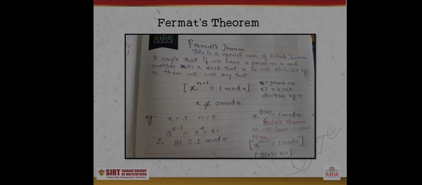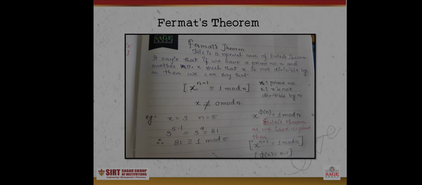Okay, next comes the Fermat's theorem. Fermat's theorem is a special case of Euler's theorem. What it says here, it has added two more conditions, that is, if we have two numbers, n should be prime and x should not be divisible by n. Okay, I repeat, n should be prime and x should not be divisible by n. So if these two conditions follow, then we have a formula x to the power n minus 1 is equals to 1 mod n.